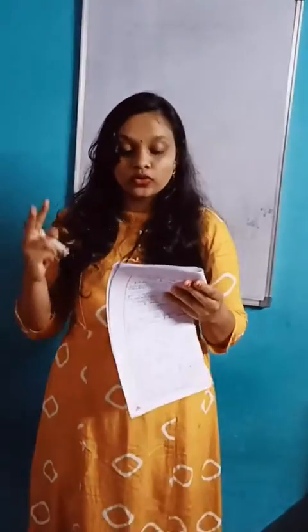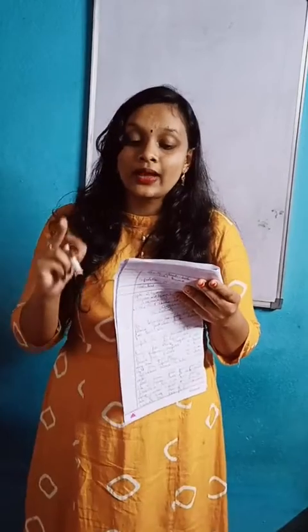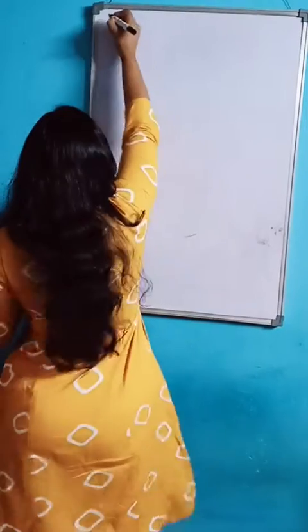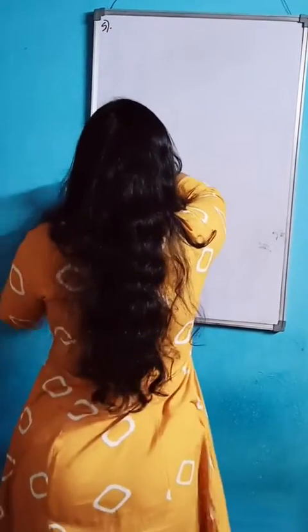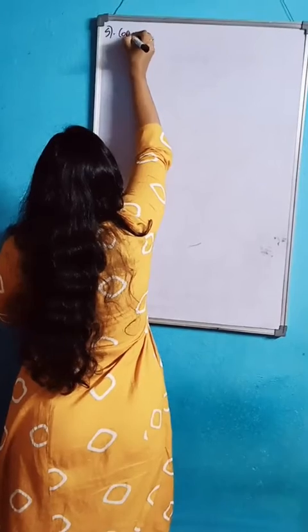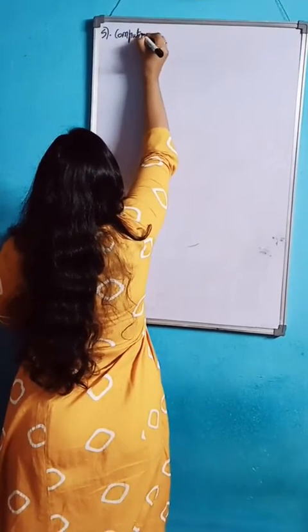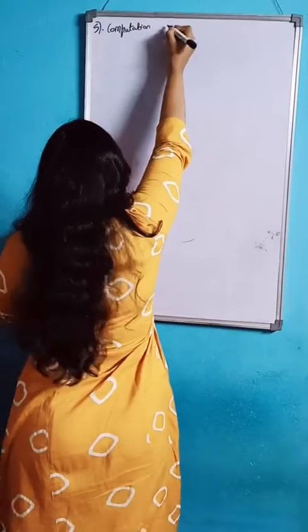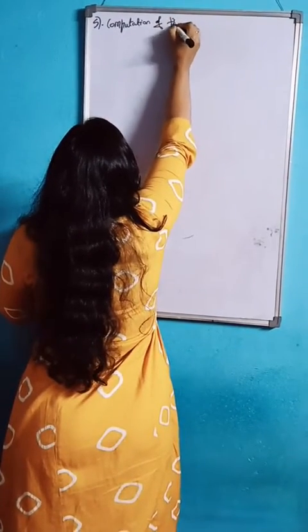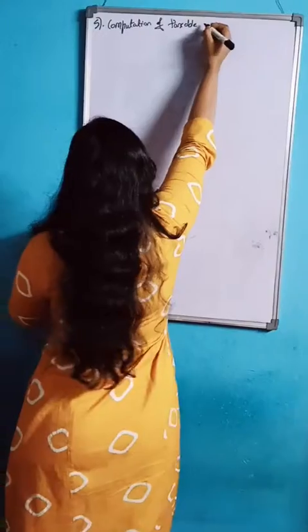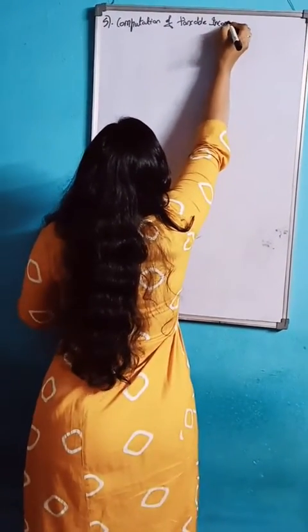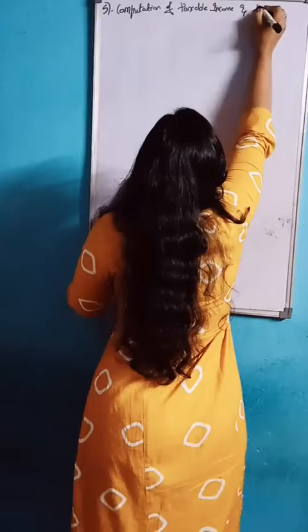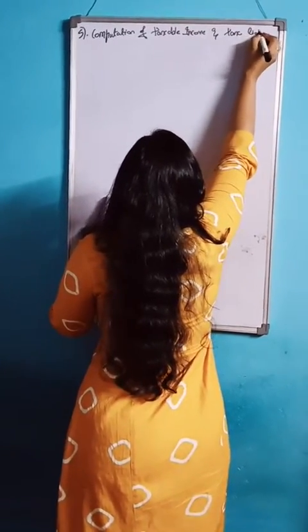So computation of taxable income, both the income and tax liability. So we should calculate both. One is taxable income as well as tax liability. Okay. So fifth problem. Computation of taxable income and tax liability.